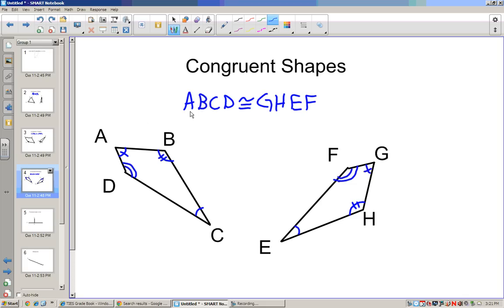Now this also tells us that side AB is going to be congruent to GF. AB is congruent to GF. And BC is going to be congruent to HE. So BC is congruent to HE. Then CD is congruent to EF. And then finally, the first and last, A and D, is congruent to G and F. Put 4 dashes on there. It gets kind of messy once it gets up to 4.